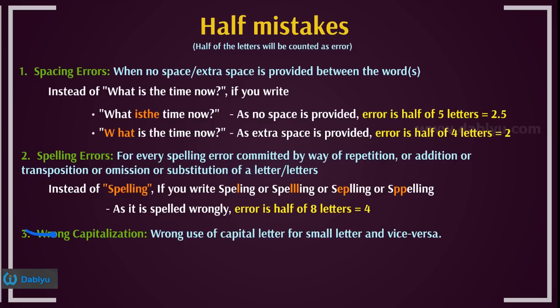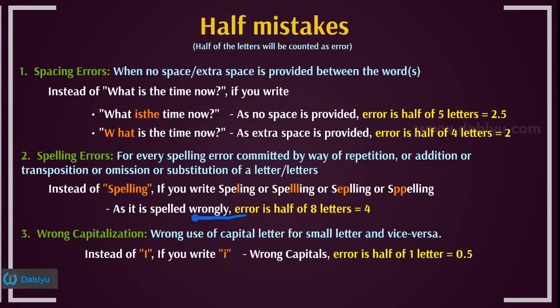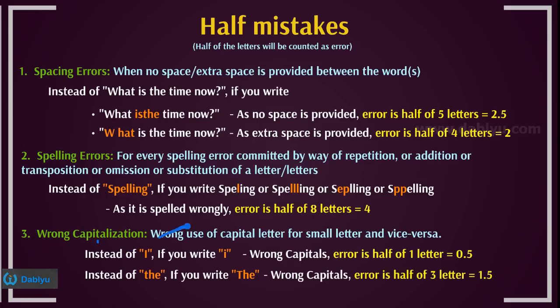Now the third type of half mistake is wrong capitalization. Wrong capitalization means where, instead of a capital letter, you use a small letter, or instead of a small letter you use a capital letter. That is treated as half mistake under wrong capitalization error. Let's take an example. Instead of capital I, if you write small i, that will be considered as wrong capitalization, and the error will be half of 1, that is 0.5. Let's take one more example. Instead of "the", if you write capital T, so instead of a small letter you put a capital letter, again this will be considered as half mistake under wrong capitalization. Here the error will be half of 3, that is 1.5.